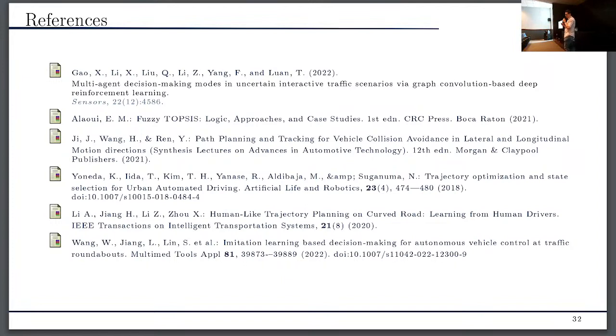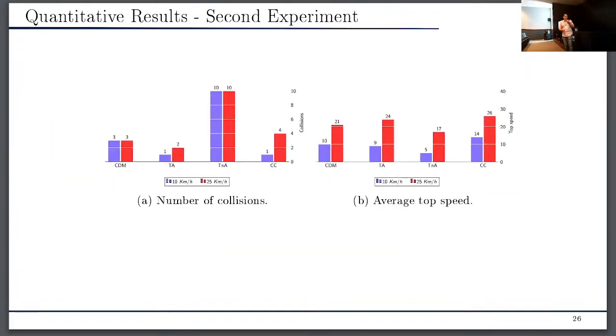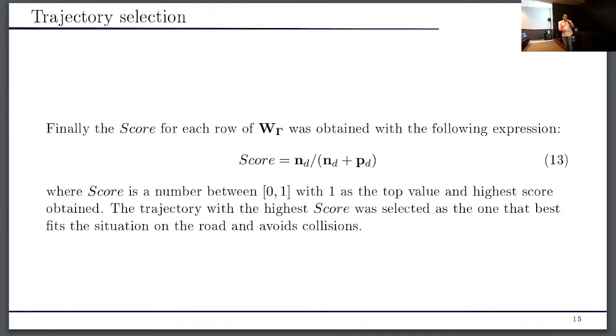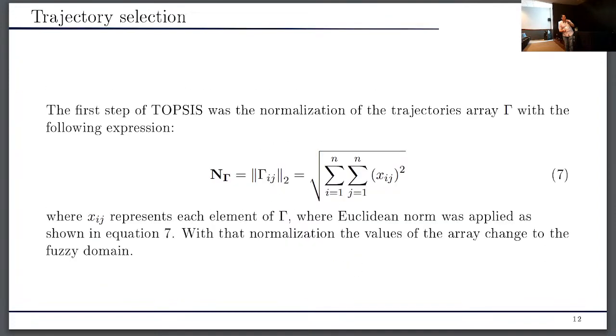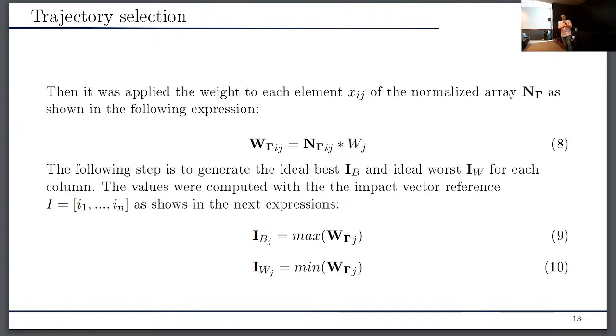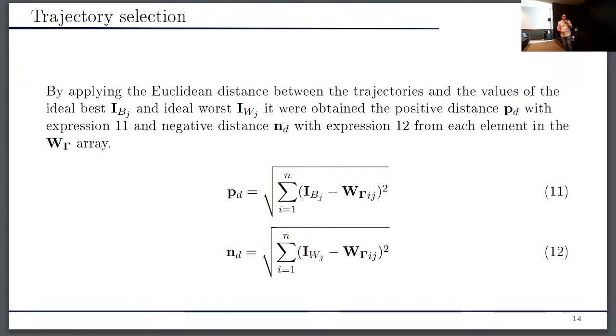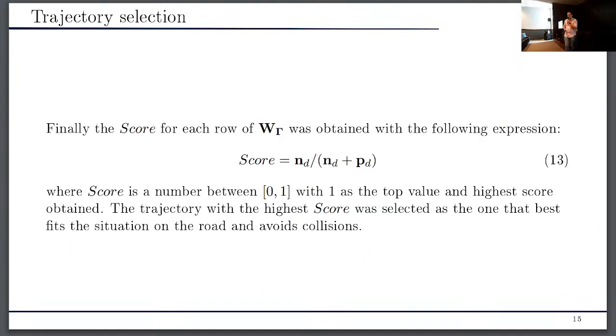Thank you. Okay, thanks for your questions. First one. Well, for the time of computing, the technique of TOPSIS is a very simple method. The number of operations that need to be made to select a trajectory are the normalization, applying the weight, estimating the ideal best and the worst, and estimating the distance. The score is simple, it's a formula.